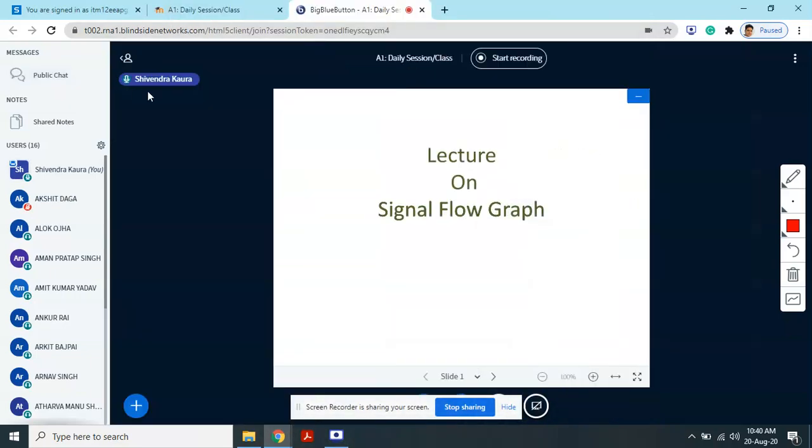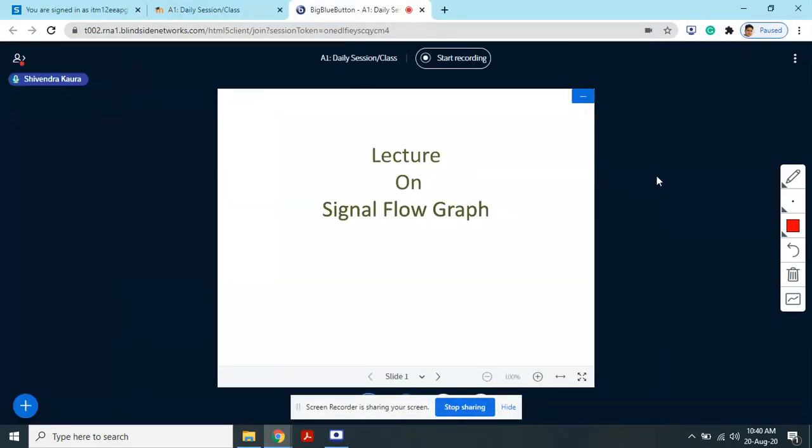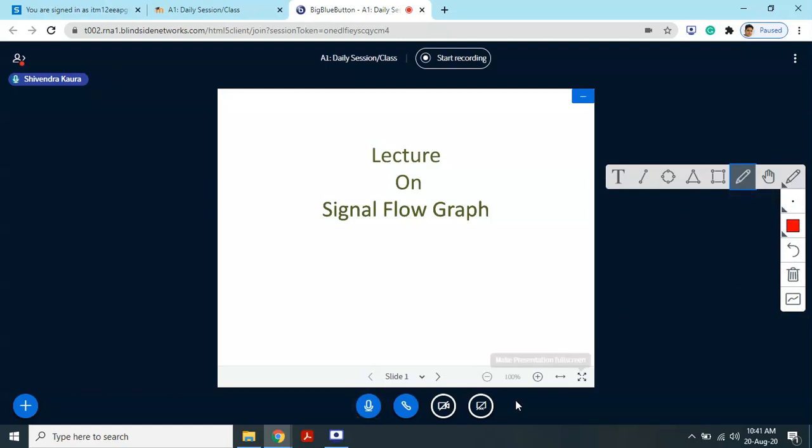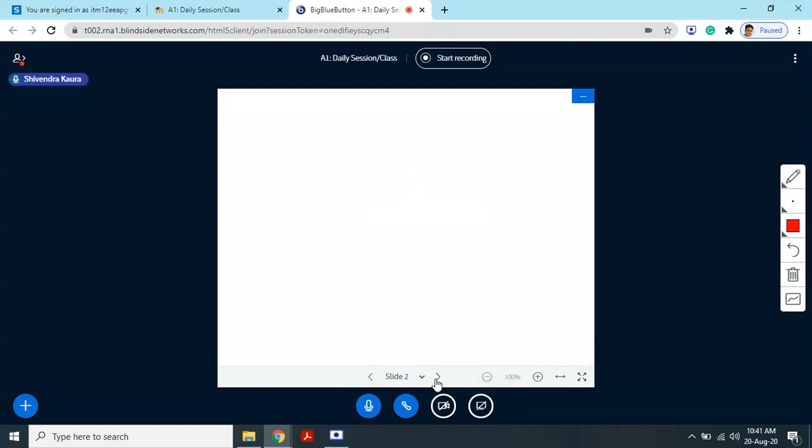So now there is a new technique of solving the block diagram reduction. It's called signal flow graph. By using signal flow graph, we can also reduce the block diagram in a signal flow graph, and then we can find the transfer function using the Mason gain formula, which you are going to understand. So, what is a signal flow graph?